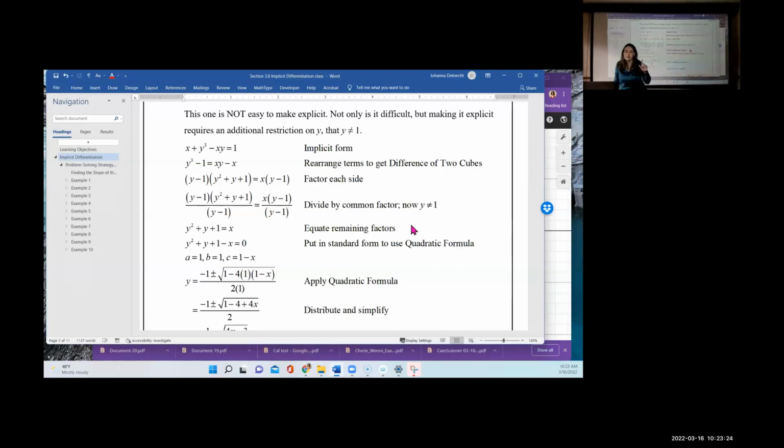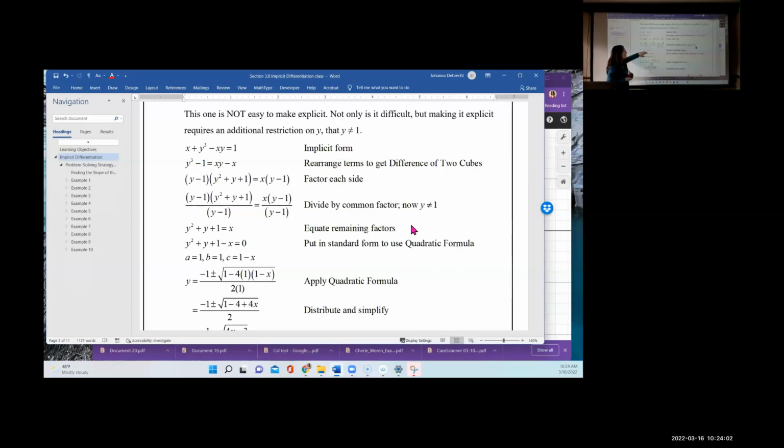And then we have to do something risky and something that introduces a restriction that was not there in the original problem. The original problem had no restrictions on x or y. But the next thing we're going to do is divide by the common factor y minus 1. Because we divide by it and we're not allowed to divide by 0, we've now added a restriction that y cannot equal 1.